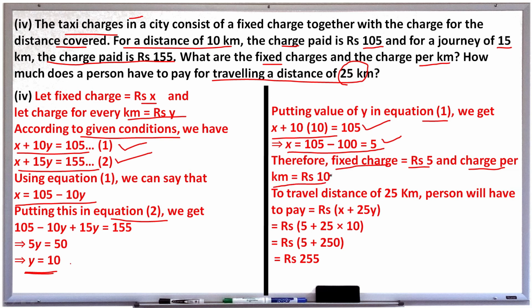So for the total distance of 25 kilometers, a person will have to pay rupees x plus 25y. Instead of x you put 5, so 5 plus 25 into the y value 10. Simplifying, you will get rupees 255.